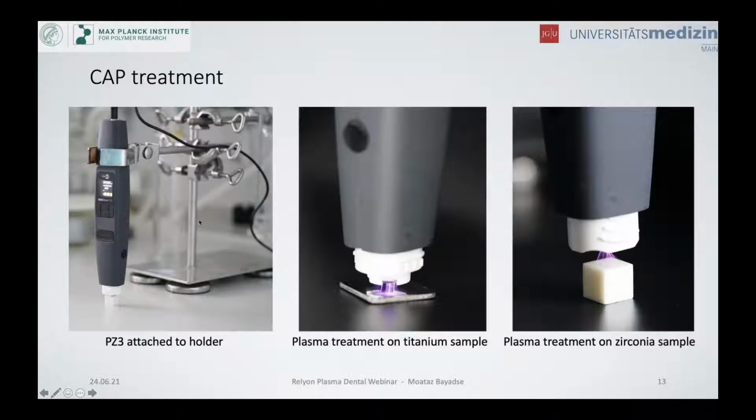Our plasma device was attached to a holder to keep an equal distance between the samples and the plasma device. We chose a distance between the plasma device and titanium of 0.5 millimeter, and 2 millimeters between the device and the ceramic samples.